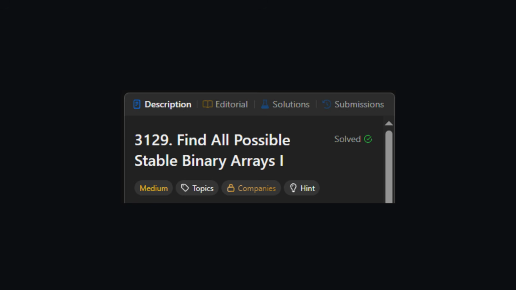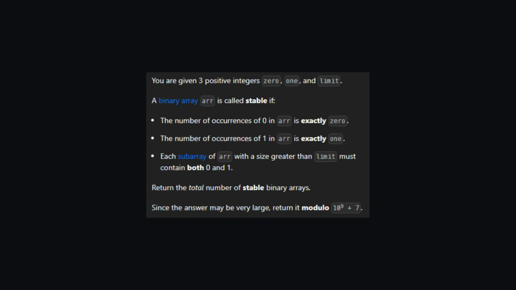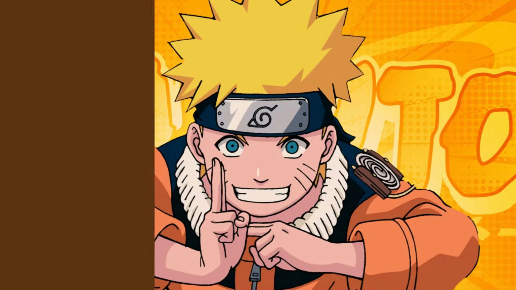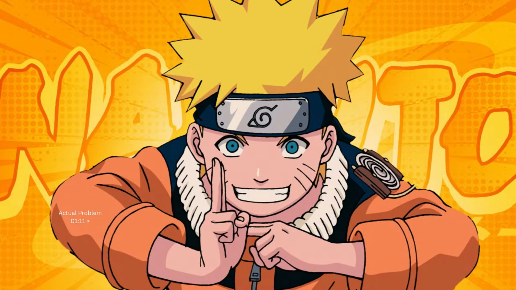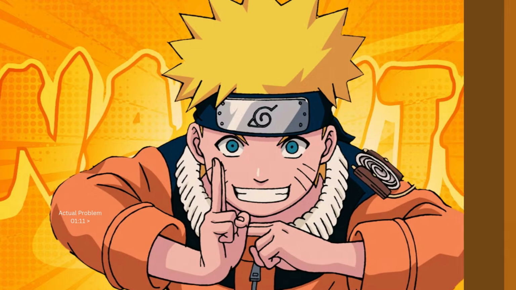Today we are solving LeetCode 3129, find all possible stable binary arrays. Before we get into the actual problem, let's start with a short analogy. If you'd prefer to skip it, you can move to the next timestamp where we begin the problem directly.